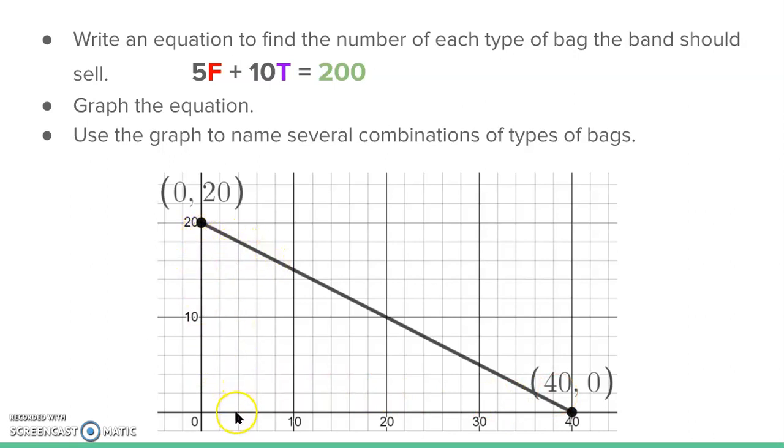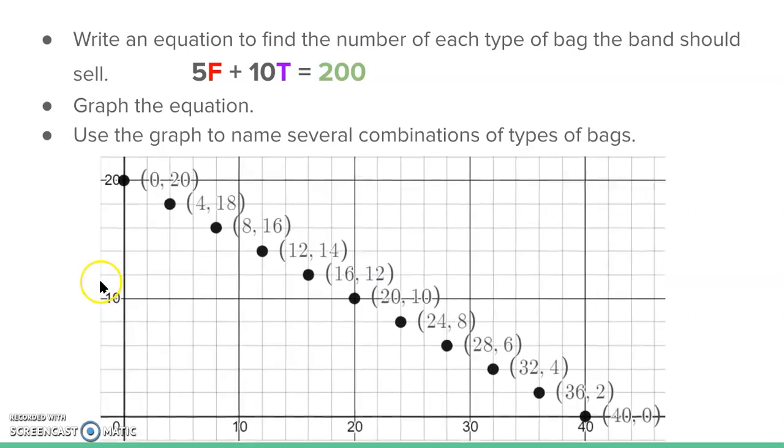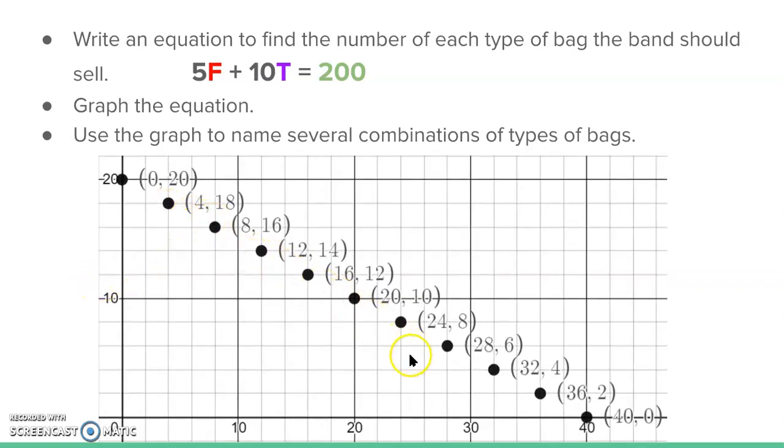Here, I can see that if I have 4 5-pound bags, I would have 18 10-pound bags. Another nice point, if I have 8 5-pound bags, I would have 16 10-pound bags. If I find all of those points, you can see that there are many combinations that give me 200. It is nice to notice here that in reality this is a dotted line. This is discrete. Since I won't be buying half of any of these, I must buy complete bags.